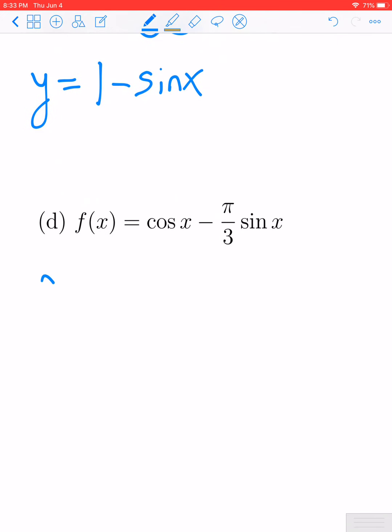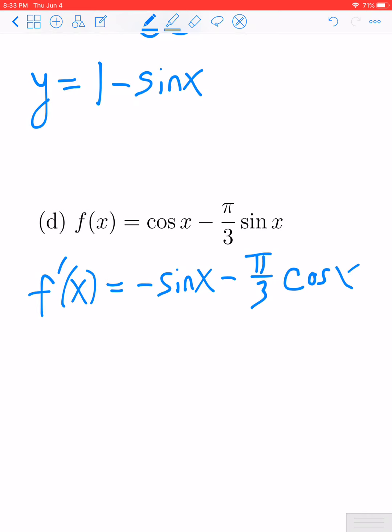We now come to part D. F prime of x is going to be equal to, the derivative of cosine is negative sine. Now pi over 3, again, that's just a constant. So we're going to keep the constant. We still have the negative pi over 3 times the derivative of sine, which is simply cosine of x. So f prime of x is equal to negative sine x minus pi over 3 cosine x.